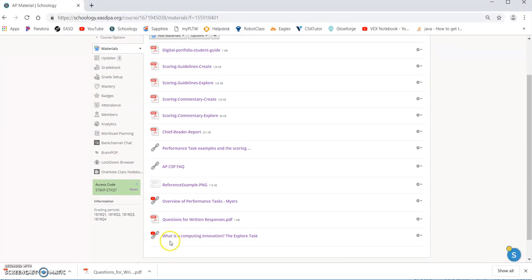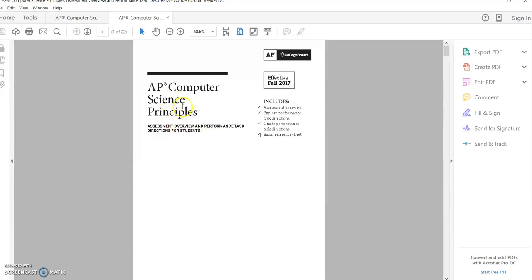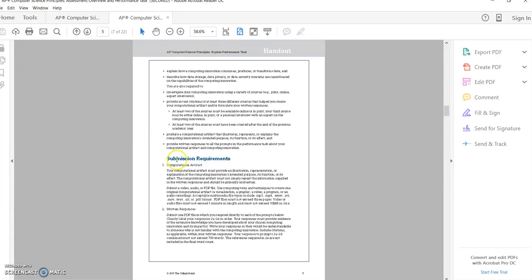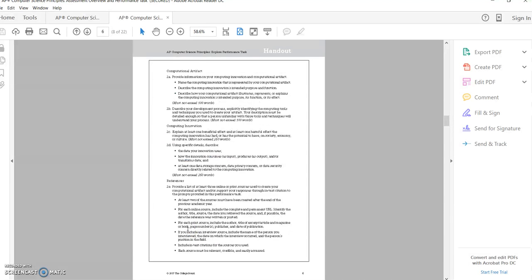files. The first is called Questions for the Written Responses, and I've already downloaded it. If you open that up, it's the AP Computer Science Principles Directions for Students. So you can download that, and if you head down to page 5, I believe, it starts talking about the submission requirements for your Explore task at that point. At first it talks about the artifact, but then it gets into the written responses.